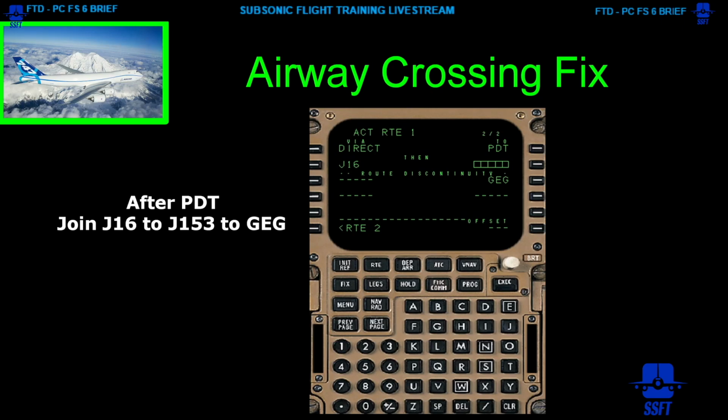So if it does have a name, it'll pull up the name from the database. So all you're telling it is that after Pendleton, I want to go on J16 to intercept J153 to Spokane, Golf Echo Golf. So in order to put this in, after Pendleton, we're going to put J16 in, and it says J16 to where? Well, he didn't give us a waypoint. He just said J16 to J153. So right below this, we're going to put J153 in.